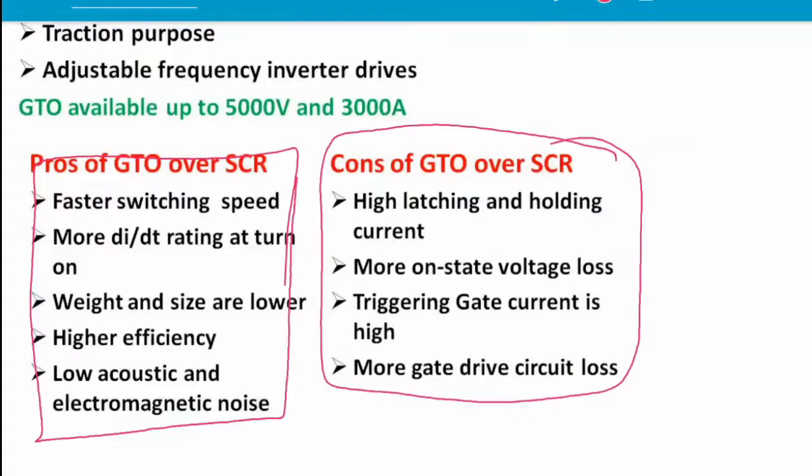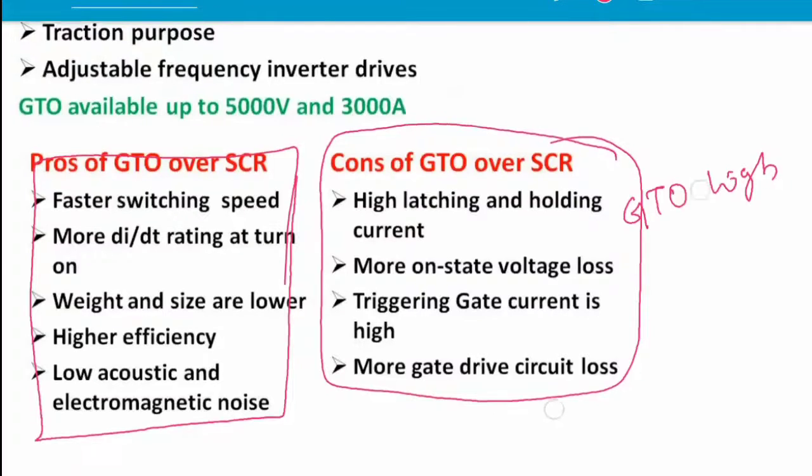High latching and holding current. I have told GTO has high latching and holding current in comparison to that of SCR. More on-state voltage loss, triggering gate current is also high, and more gate drive circuit loss. In case of gate drive circuit, there is more loss in comparison to thyristor.